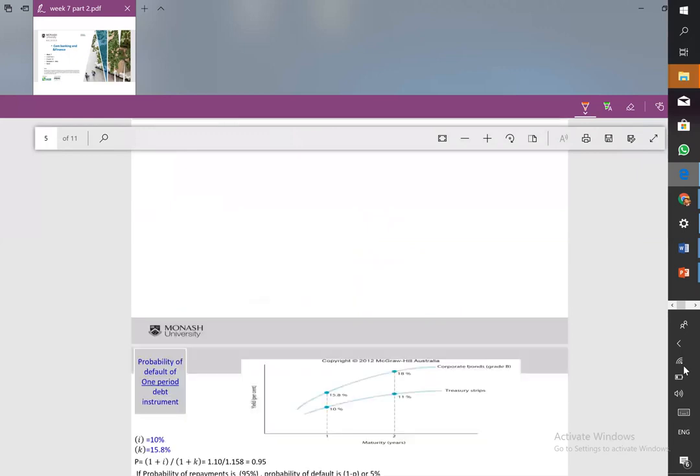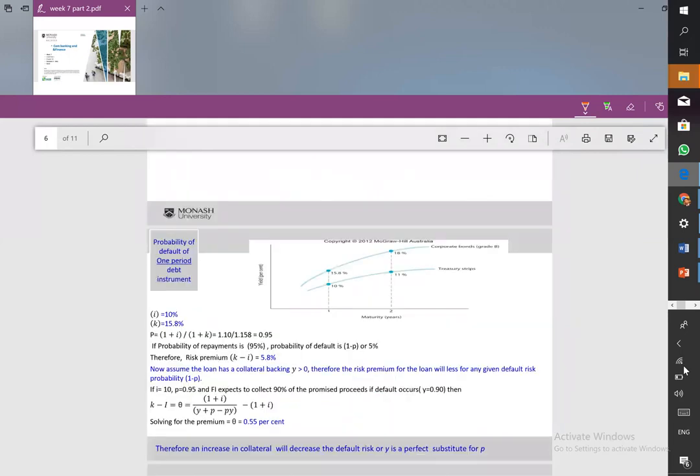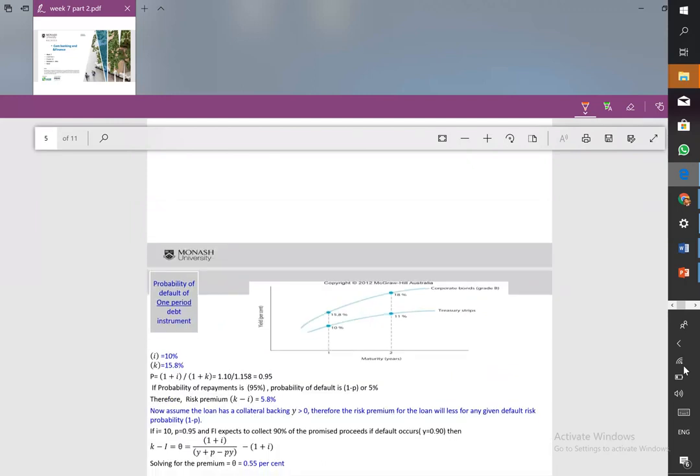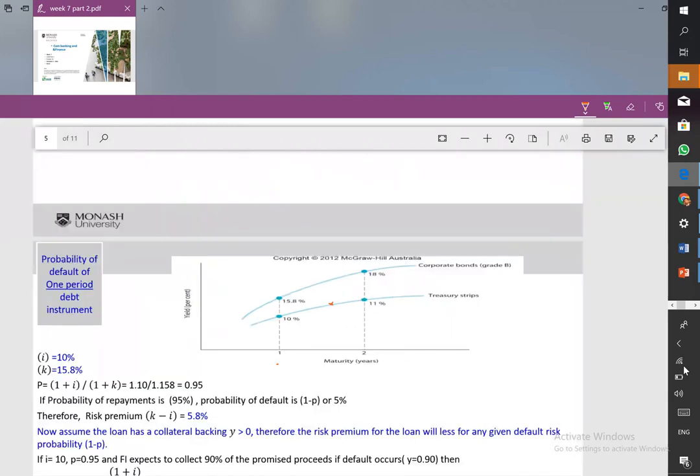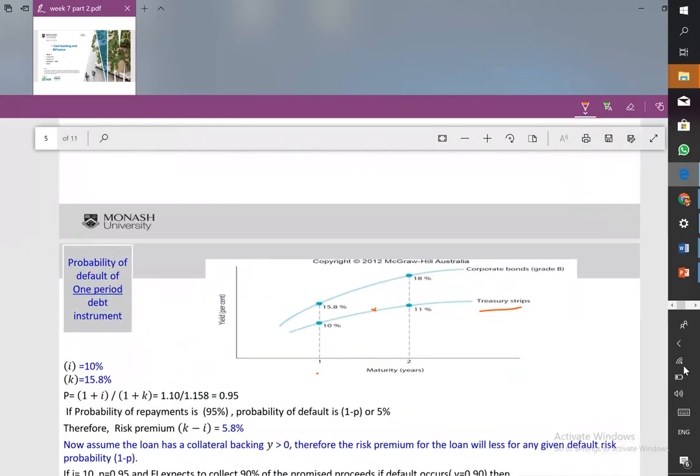Okay, let me go now to another calculation. It's the same thing, and this is how it works. So this is year 1, and for example year 2. This line is the treasury, which is the I, the risk-free rate, and this is the corporate bond, grade B, for example. If you calculate, you can see this real data. It shows for the first year the difference between 10 and 15.8, so the difference is 5.8.